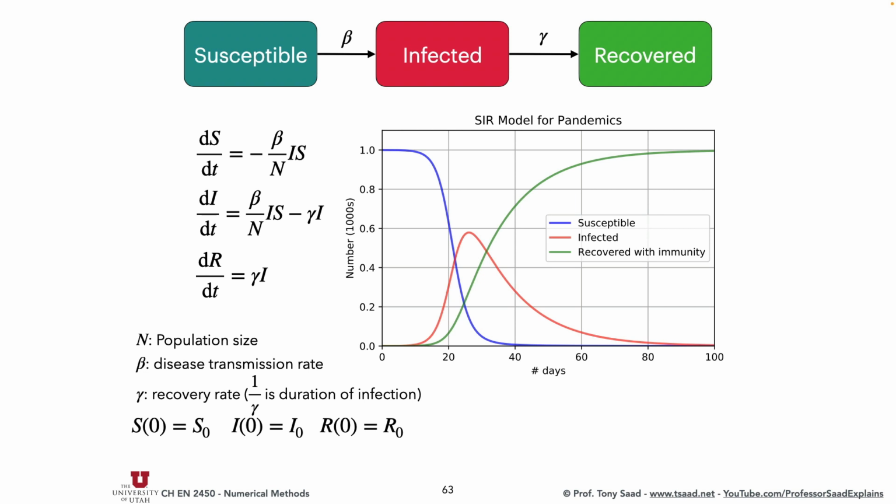This is an example solution with these conditions, where N is the population size, beta is the disease transmission rate in actual epidemiology lingo, and gamma is the recovery rate. 1 over gamma is the duration of infection. So for COVID, it's 14 days, so gamma is 1 over 14.